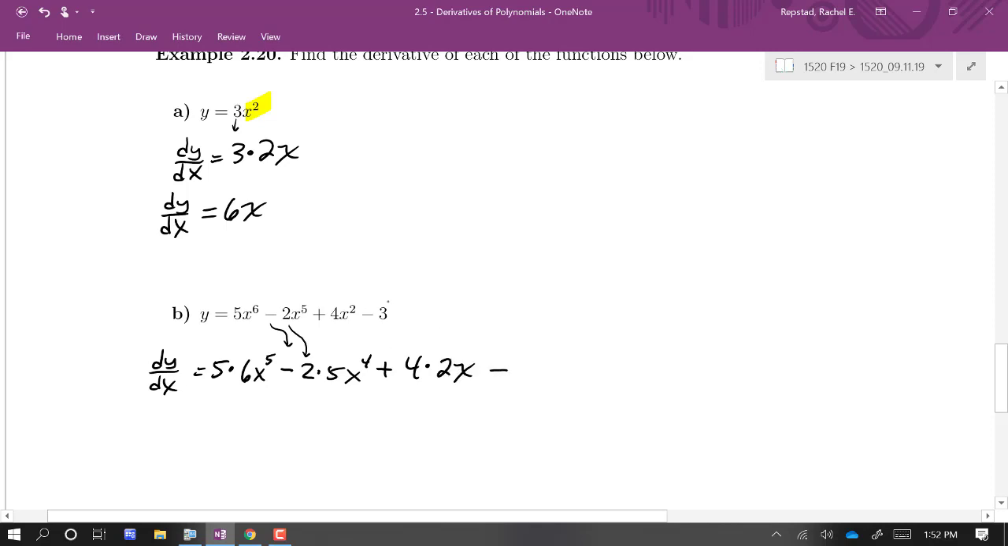Bring down the minus. What's the derivative of 3? 0. And then I can simplify. So we get 30x to the 5th minus 10x to the 4th plus 8x.